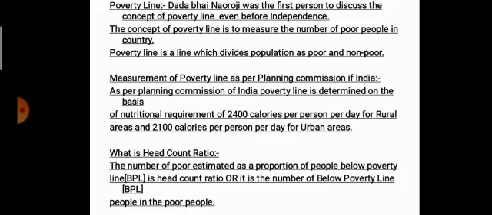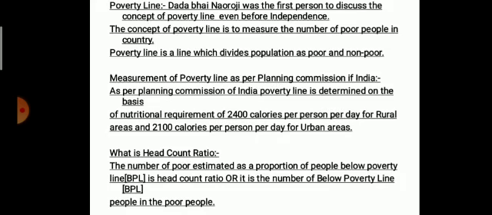If the nutritional intake or nutritional diet or nutritional requirement is less than these calories, then that person is termed as a poor person. If their food intake is less than 2400 calories per person per day for rural area and 2100 calories per person per day for urban area, then that person is termed as a poor person. Minimum 2400 and 2100 calories for rural and urban area respectively has to be maintained.